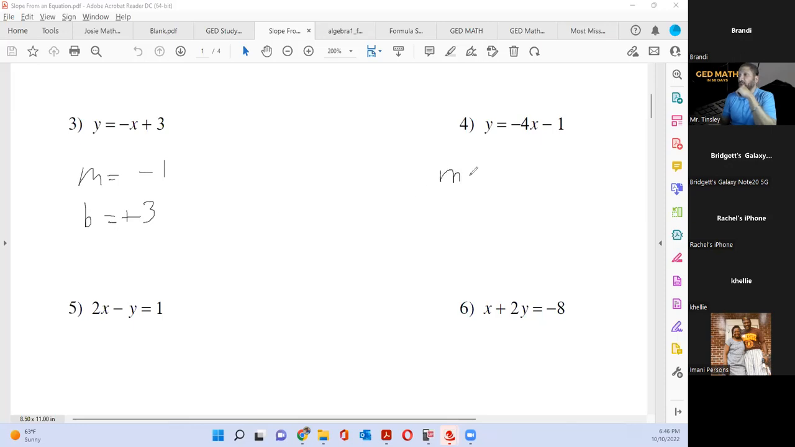For number 4, my slope is what? -4. Remember, what's in front of the x? So this is what I want you to do. If you don't know, write y equals mx plus b right over top of it. What's my y-intercept? -1. There you go. It's not going to take you long. Listen, I've been teaching math for years. I will make it easy for you. You got to put the work in.